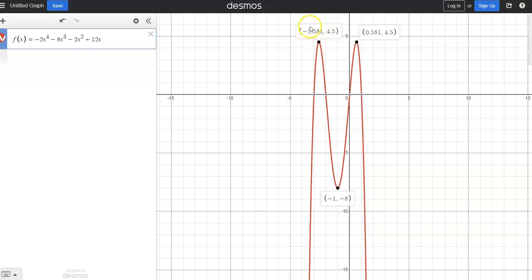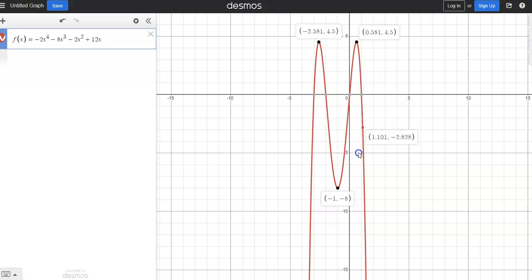Now we're going to use the x value. Whenever we're doing our intervals, we're using the x value. So from negative infinity up to -2.581, it's increasing. Then it starts decreasing. I'm going down from -2.581 to -1. So that's my next turning point. Then it'll start going up again. So from -1, increasing to 0.581.